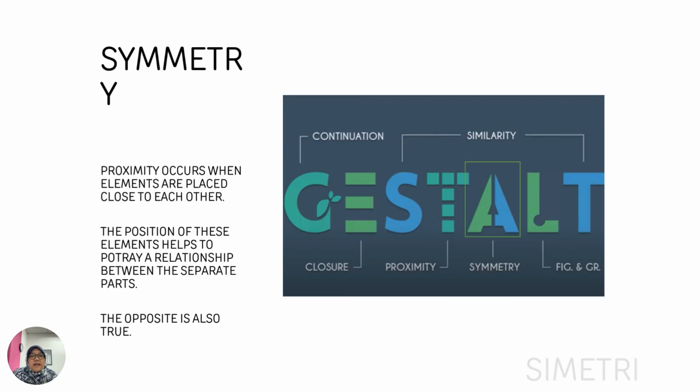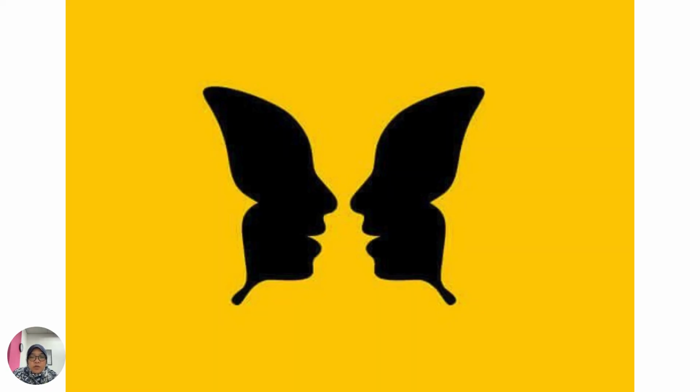And another element of the Gestalt theory is symmetry. So symmetry is when one side is the same as the other side. If you look at the letter A here, it is cut into half, but then again when reflected it is the same. And the position of this element helps to portray a relationship between two separate parts. So they will have a strong bond, and the opposite is also true.